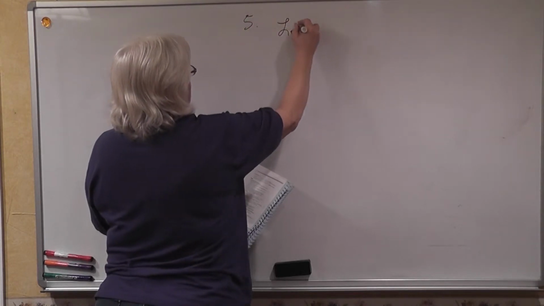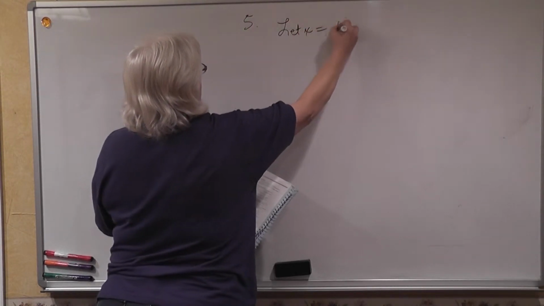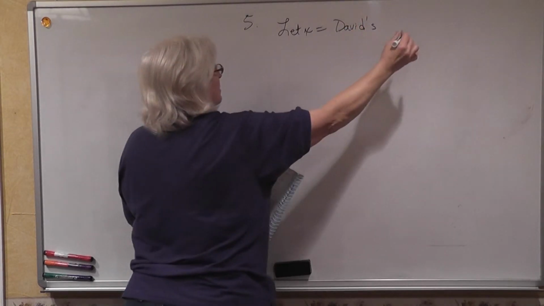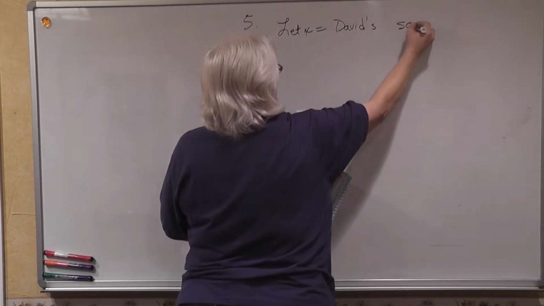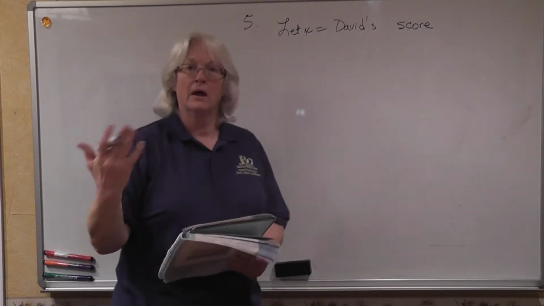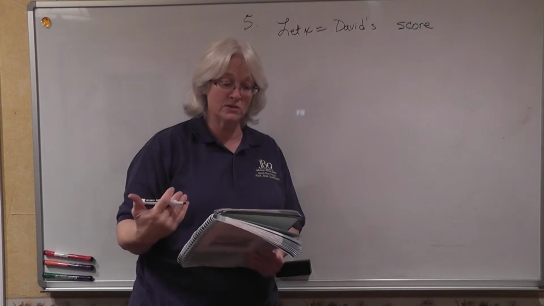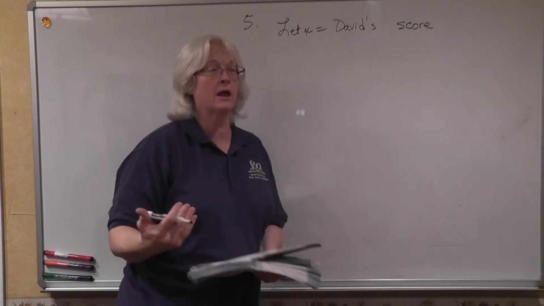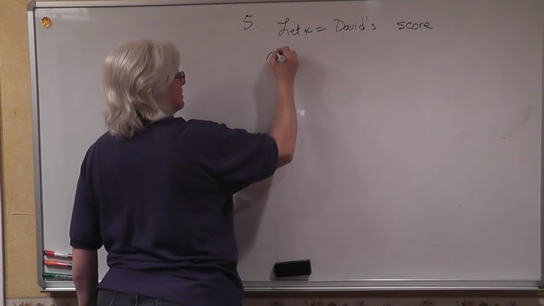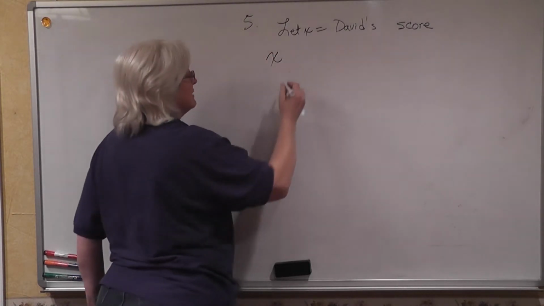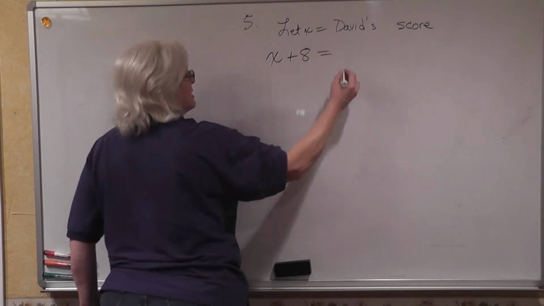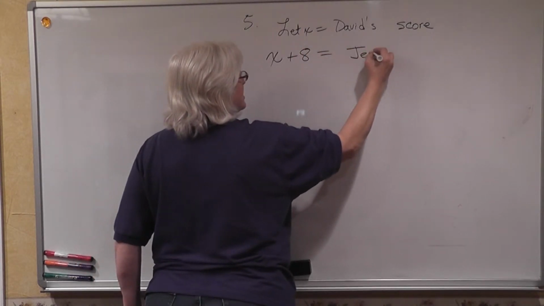So, we're going to say let x equal David's score. Jenny got the higher score, so we're going to have our variable by itself be David's score. How much higher was Jenny's score? It says that she got 8 more. Jenny's score was 8 more than David's. So we start with David's score, which is x, and we add 8 more, and that gives us Jenny's score.